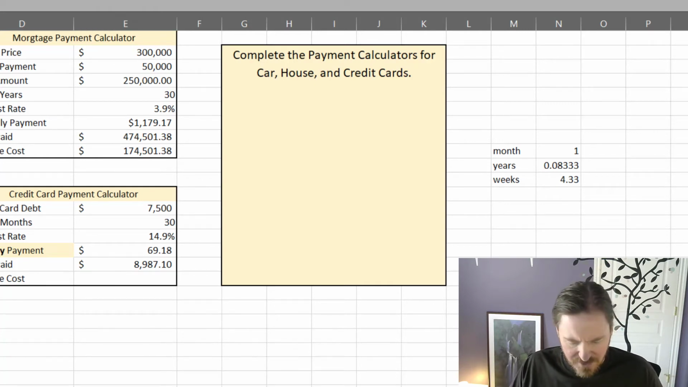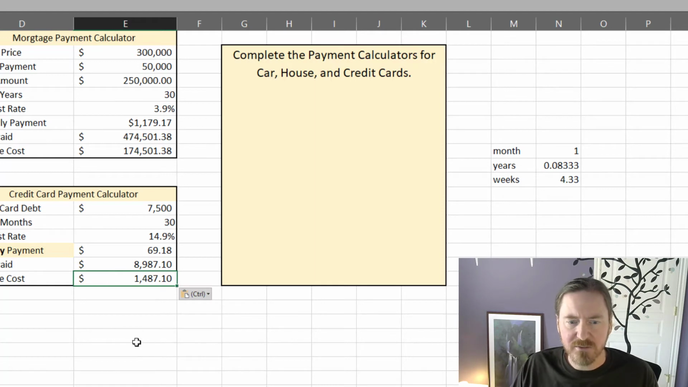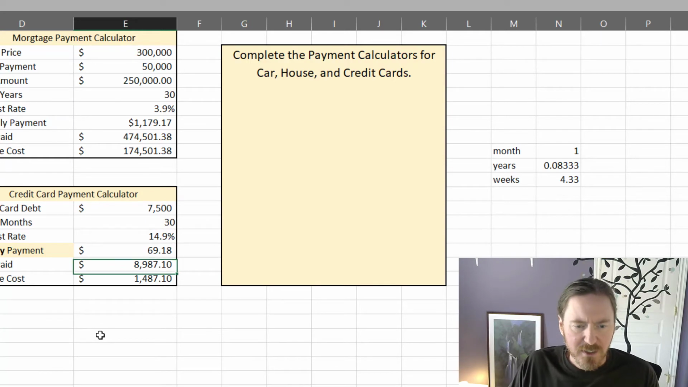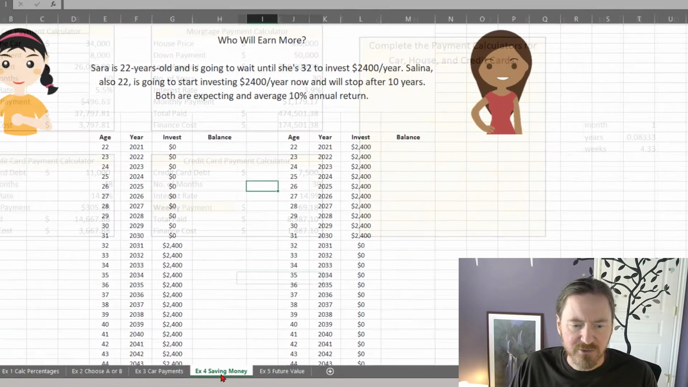And I'll just copy that one and paste it over. There we go. All right, that looks pretty good. So a little bit trickier when we convert these normal monthly values into weeks, but I'm pretty happy with that one. All right, we're moving on to exercise 4, saving money.